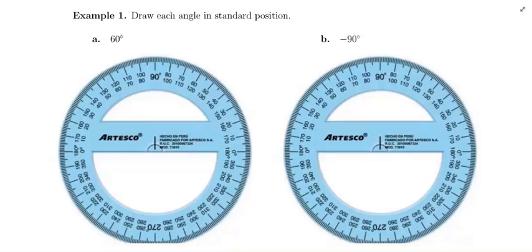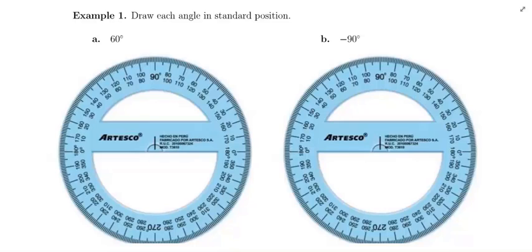All right, so let's take a look at our first angle. We're going to draw an angle of 60 degrees in standard position. Let's first talk a little bit about the protractor that we have. Every protractor is different. You really have to study and figure out where your initial ray is going to go, where the vertex goes, and what set of numbers to use, because it's always going to have two sets of numbers, an outer set and an inner set.